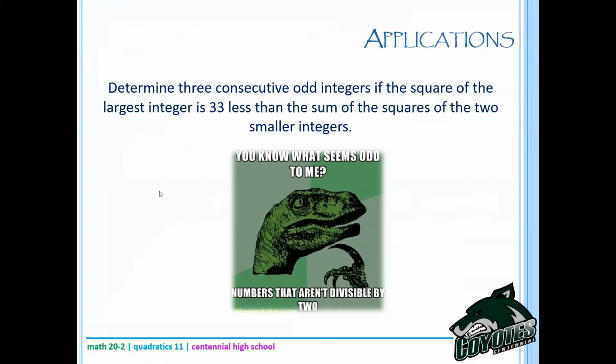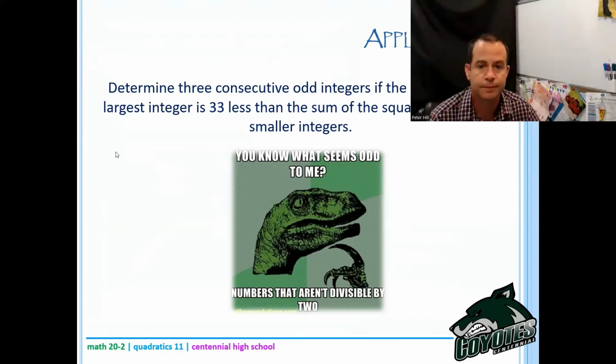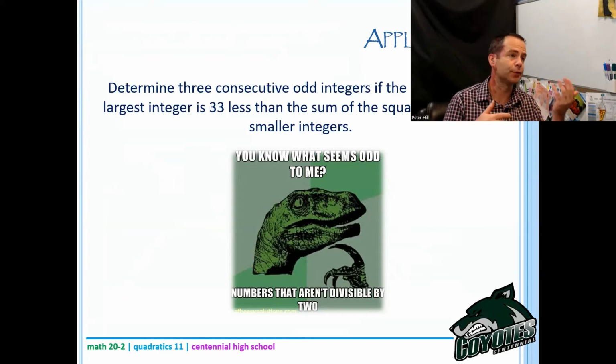Determine 3 consecutive odd integers if the square of the largest integer is 33 less than the sum of the squares of the 2 smaller integers. Okay, so odd means not even. So 1, 3, 5 would be consecutive odd. Consecutive means one right after the other, okay? So consecutive odd after 3 would be 5. Consecutive odd after 11 would be 13, okay?